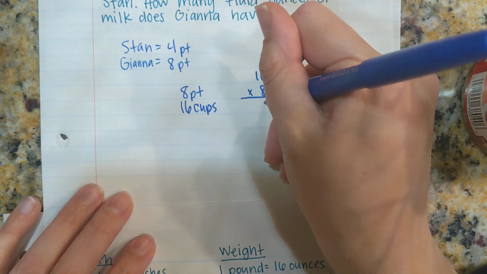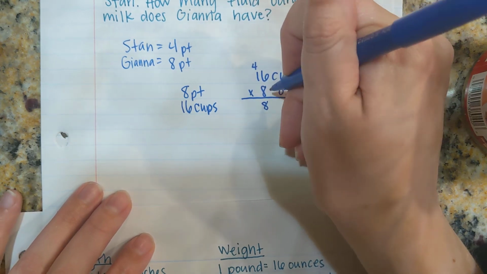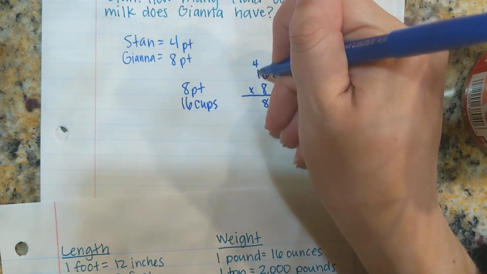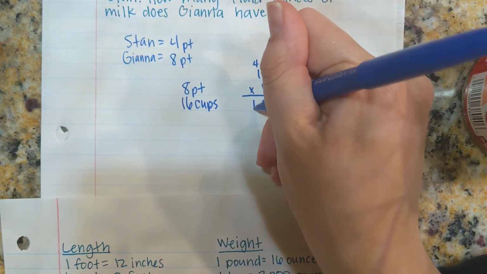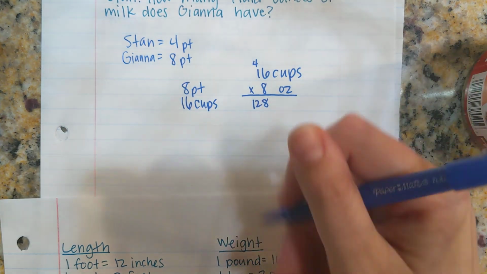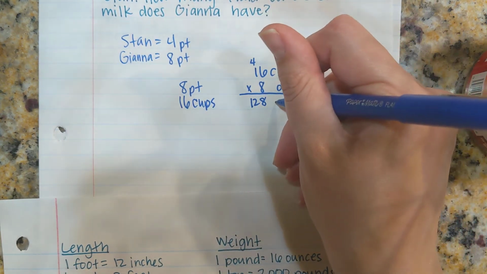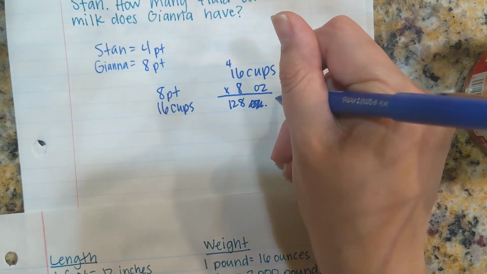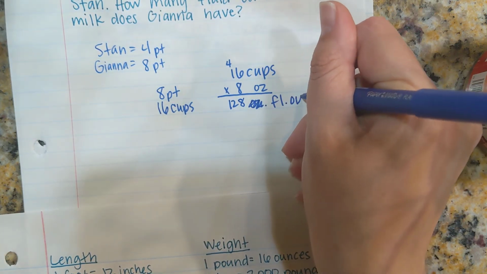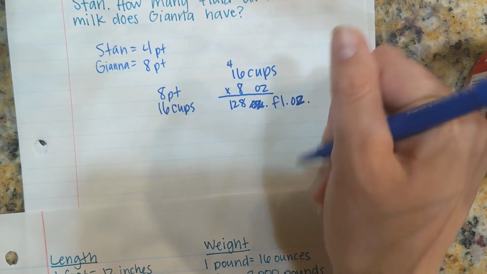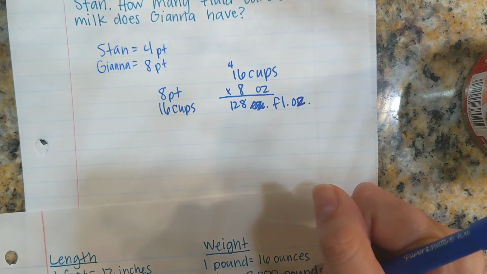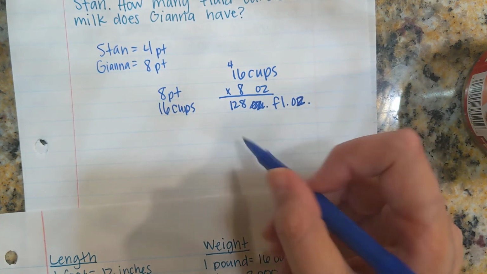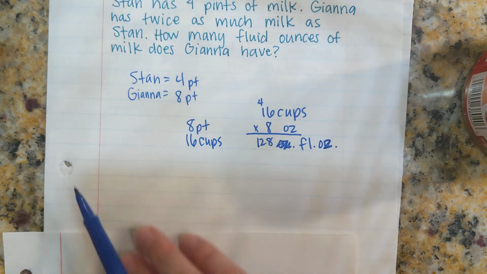6 times 8 is 48. 8 times 1 is 8, plus 4 is 12. 128. And what is it? It's 128 ounces. Or I guess I should be more correct and write fluid ounces. 128 fluid ounces is how much milk Gianna has.